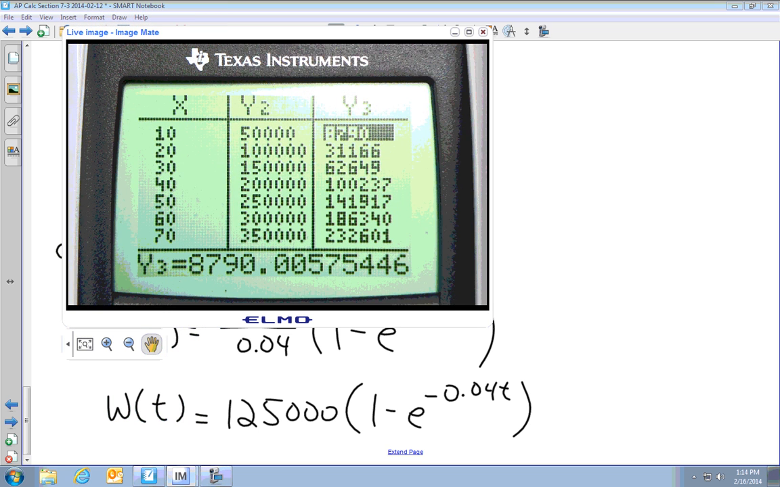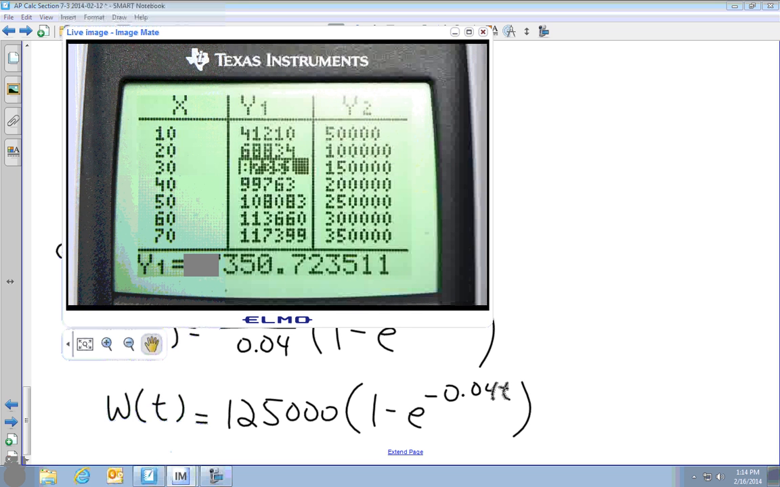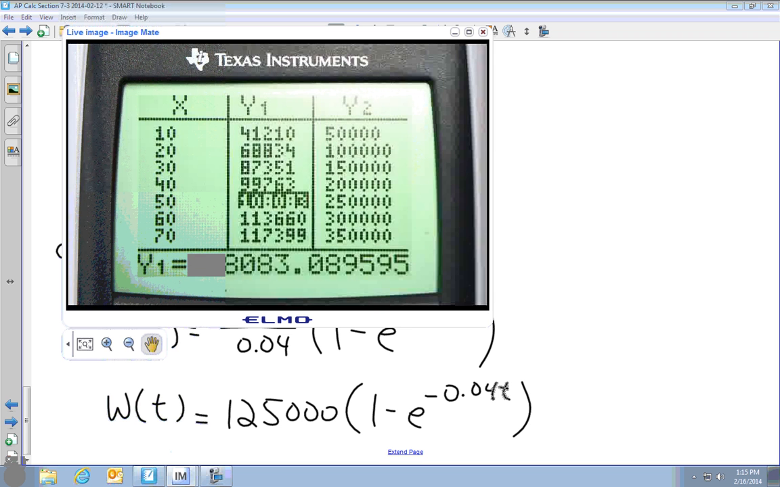All right, part E says, when will there be 100,000 cubic feet of water in the lake? Well, since we have this table here, we can kind of see that. Let's go back to Y1, which tells us how much water we have in here. So after 40 hours, we're just under that mark. We're at 99,000 and some change cubic feet of water. So it's just after 40 hours. In fact, at 50 hours, we're up to 108,000, so we definitely reached it by then. So somewhere between 40 and 50 hours is the answer we're looking for.